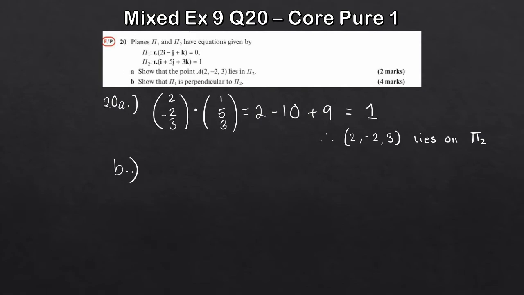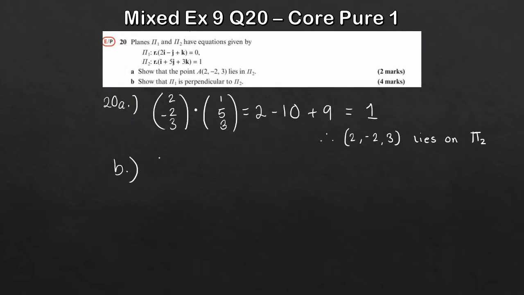For part B, we have to show that pi 1 is perpendicular to pi 2. Well, again, showing that two planes are perpendicular like this involves the dot product. And to show this, what I need to do is do the dot product for the two different vectors. Now, if they are perpendicular, remember, the dot product should be equal to 0. So if it's not equal to 0, then they're not perpendicular. But if they are equal to 0, then it means the two planes are perpendicular.